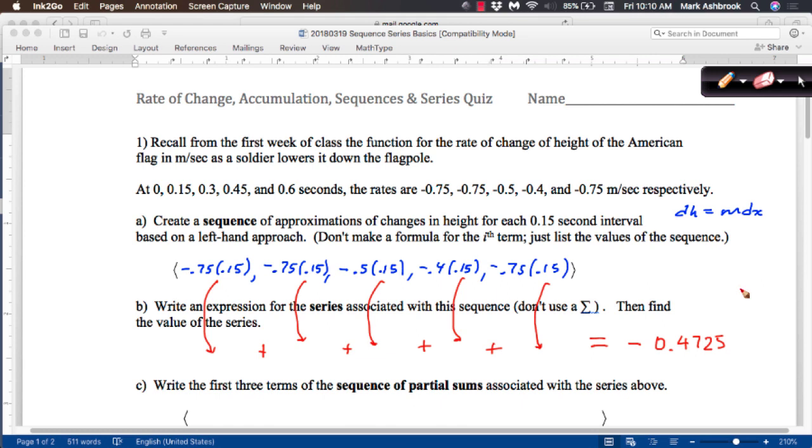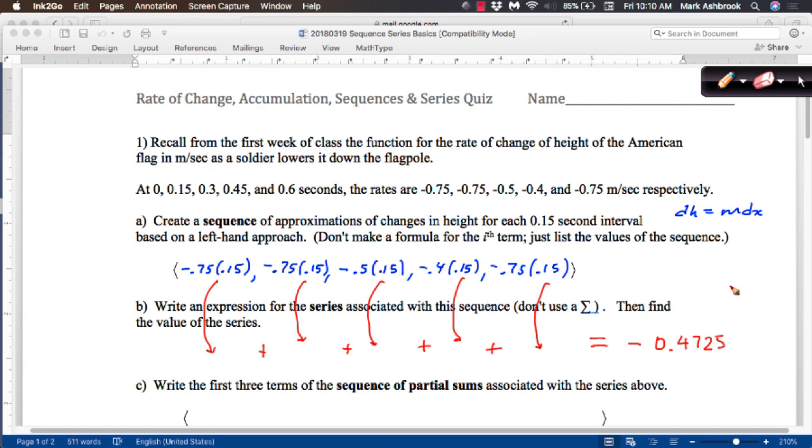So now I asked you to find the, I guess I didn't ask you what it meant. Later in part D, I ask you, what does this number mean? In the context, right? Having to do with the flag. So what is it? Jesus knows, Megan knows. What do you think?